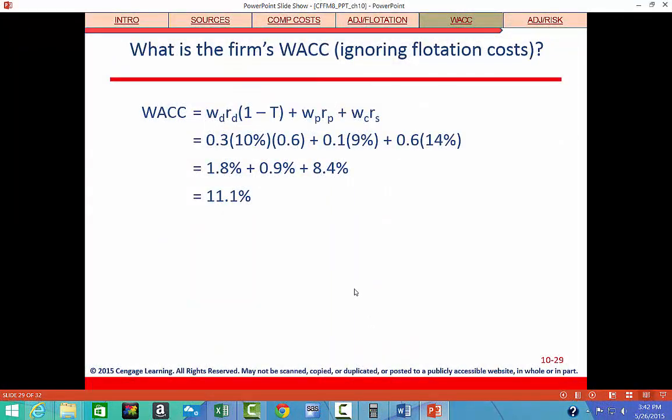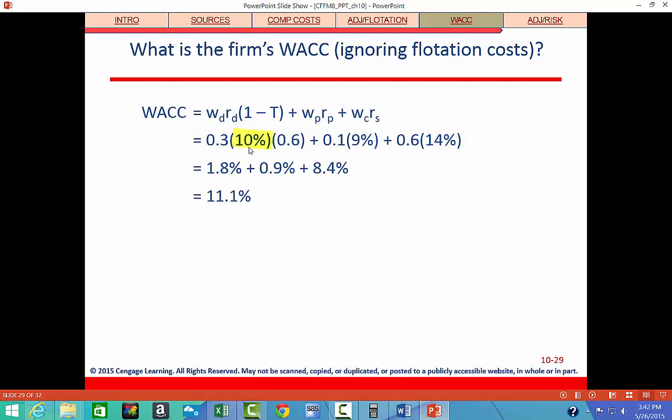So now we finally get to the ultimate point of the chapter, and that is to calculate the weighted average cost of capital. And we're ignoring flotation costs, which means we're going to rely on the retained earnings number. If you remember, we took the average and we got 14%. So we take the target capital structure. The weight on debt was 30%, preferred stock was 10%, and for common equity it was 60%.